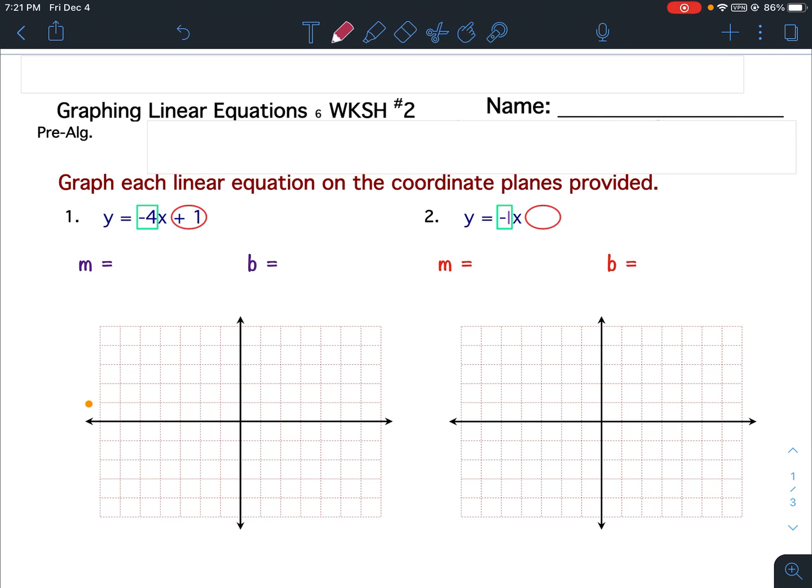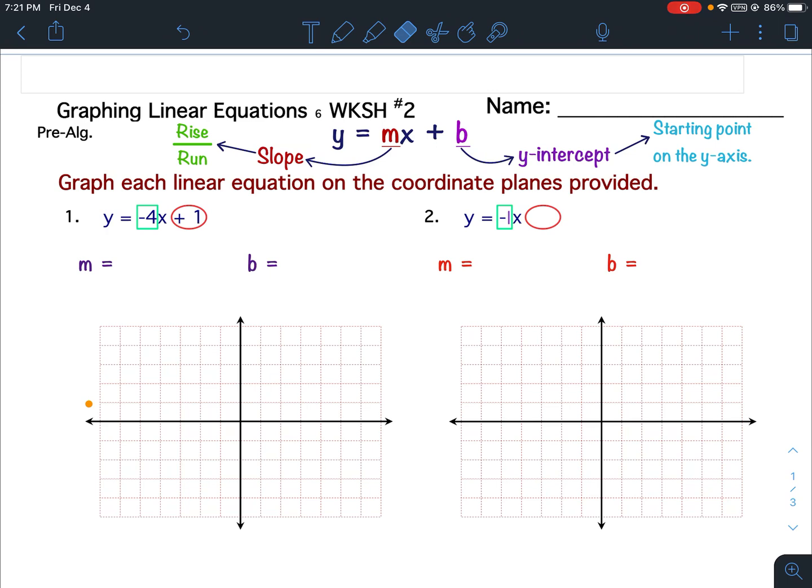Before we get started, you don't have to write this down. I just want to show you this. Remember that your slope-intercept form is y equals mx plus b. So the slope is in front of x. The slope is the coefficient of x, and your slope is your rise over run. The number that follows x is your y-intercept, and your y-intercept is your starting point on the y-axis. And remember, the y-axis is the one that runs vertically.